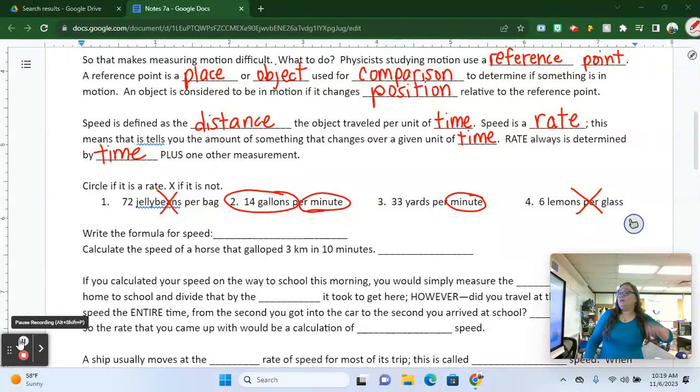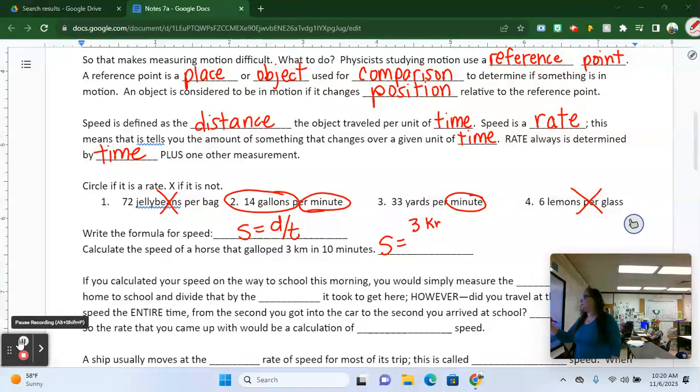What was our formula for speed? Right. I feel like Dora the Explorer. S equals D over T. Speed equals distance over time. So let's calculate the speed for a horse then that galloped 3 kilometers in 10 minutes. So we've got speed equals 3 km over 10 minutes. And we put that into the calculator, and we know whenever we're dividing by 10 or 100, we just have to move the decimal. So there's 1 0, so we're going to move the decimal one place. So the answer would be 0.3 kilometers per minute.